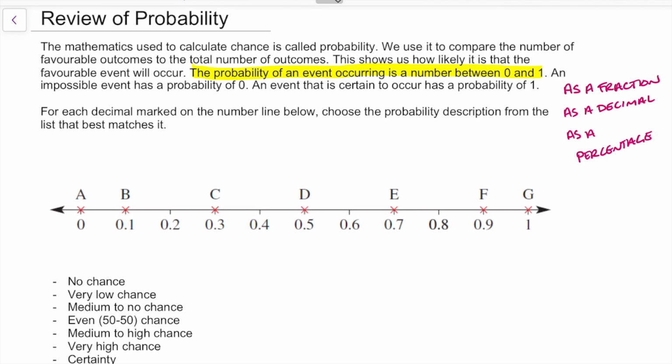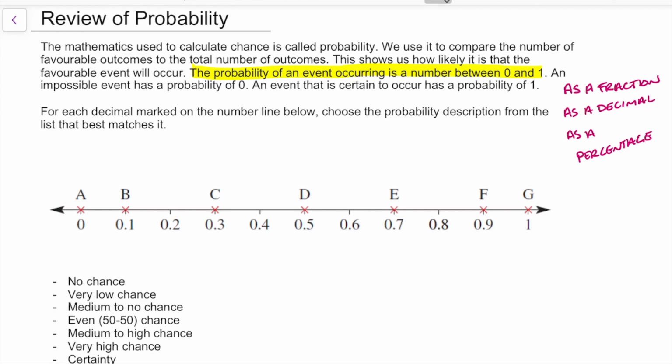So that's how we can write these things, but we talk about chance in terms of a couple of different phrases, words, etc. So we have our little number line here. It's between 0 and 1, and you can see that it's all written in decimals. We have some phrases in a list underneath there. We have 7 phrases under there. We have no chance, very low chance, medium to no chance, even or 50-50 chance, medium to high chance, very high chance, and certainty. So these are different words that have a meaning in probability.